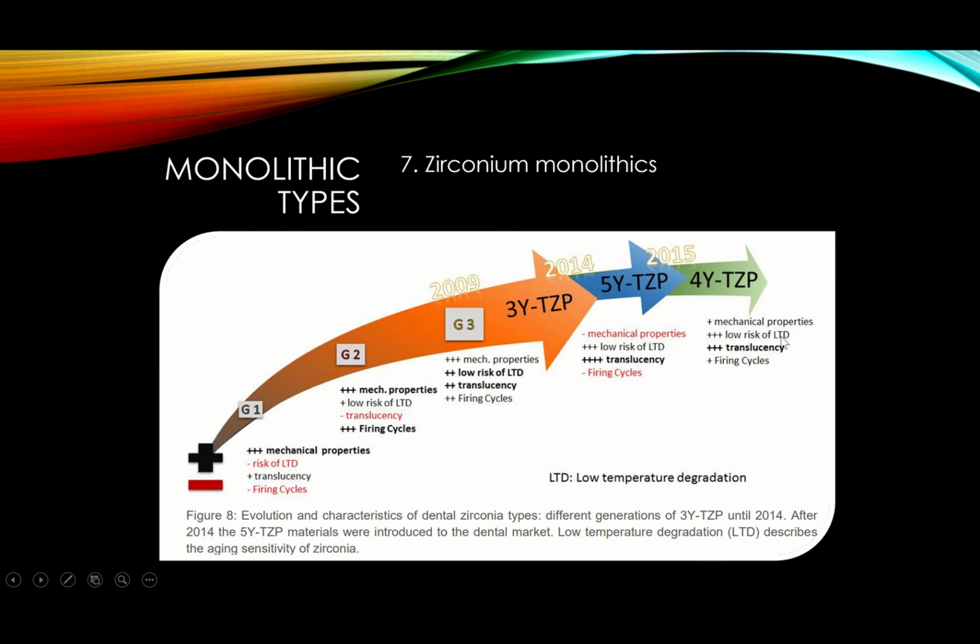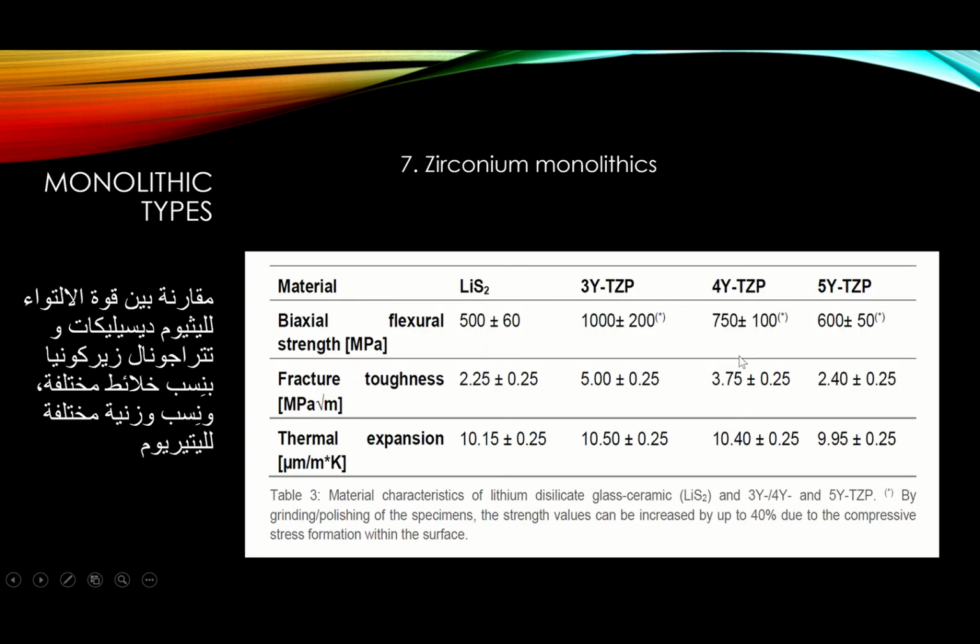If you want to go beyond a 3-unit bridge, I would say we go back to 3 yttrium and then we stack or layer. But if you really want to go with monolithic, you can use 4 yttrium tetragonal zirconia. Translucency is acceptable, 3 pluses. Low risk of LTD, acceptable, 3 pluses. And then mechanical properties is 1 plus. It's not very strong, but I will show you what they exactly mean by that in this chart. All right.